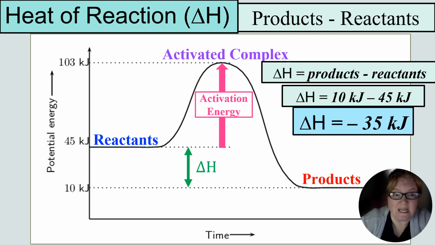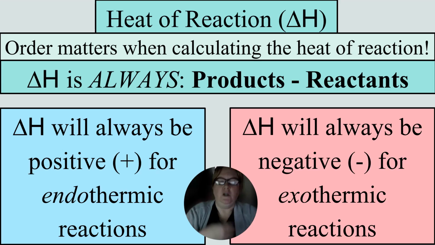This is where it's represented. It's the difference between the products and the reactants, so in between them, okay? For the heat of reaction, the delta H, the order matters. You have to do products minus reactants. End of story, period. Always do it that way. If your reaction is exothermic, it will always be negative. If your reaction is endothermic, it will always be positive.